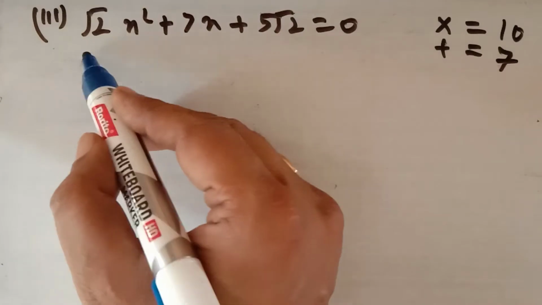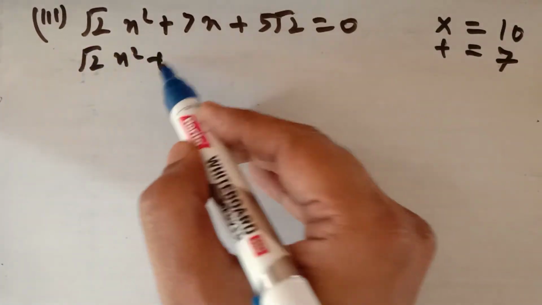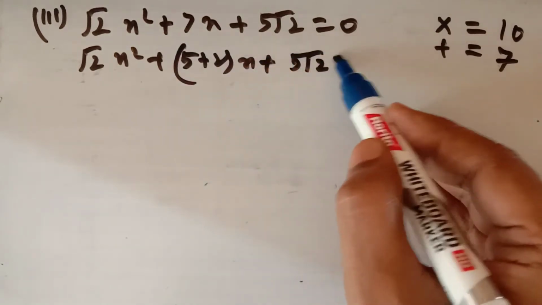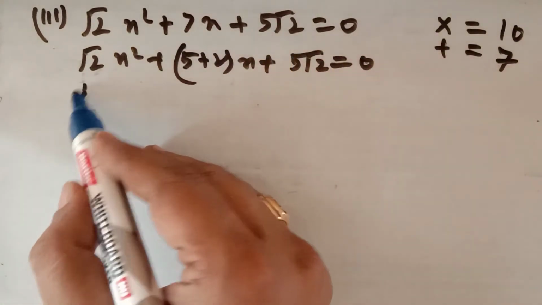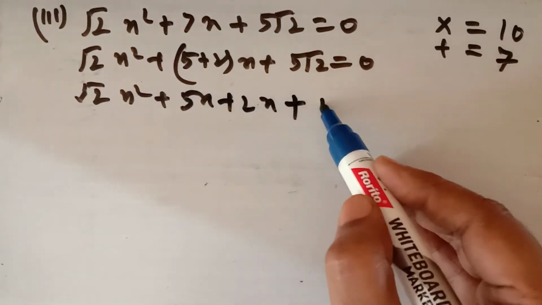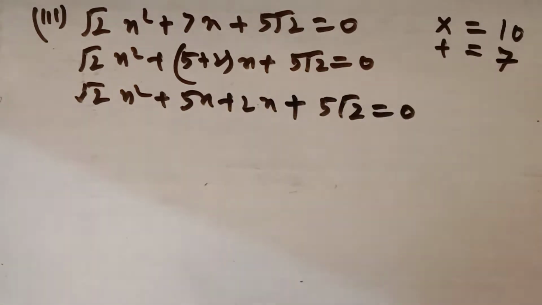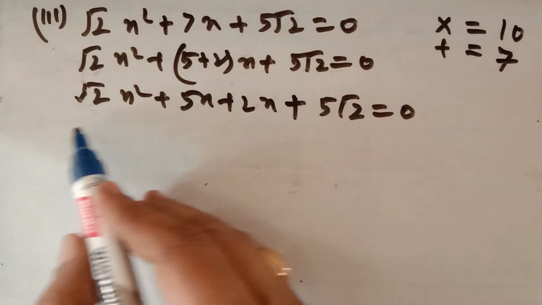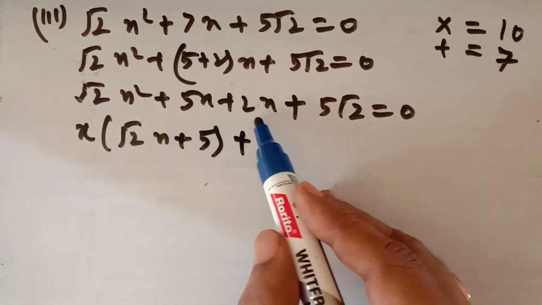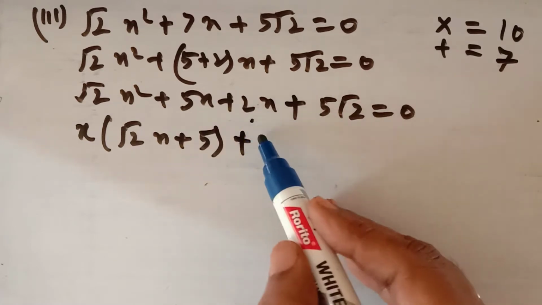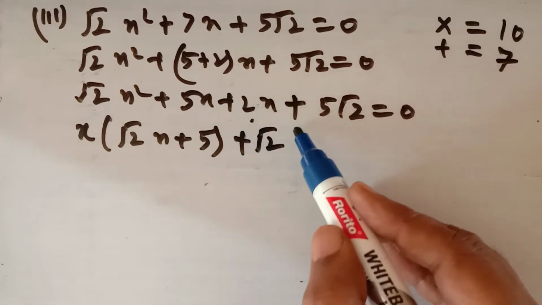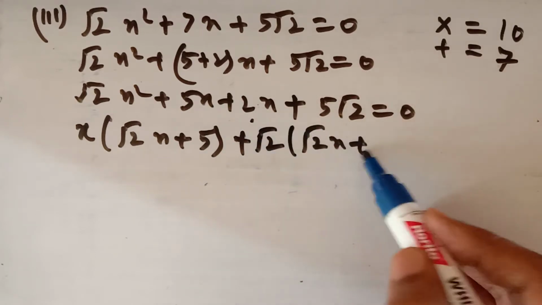That is 5 plus 2. So you know how to factorize. In place of 7, you can write 5 plus 2, x plus 5 root 2 equal to 0. So open the bracket. 5x plus 2x plus root 2 equal to 0. Now you can take only x common in the first two terms. You will get this. And in the last two terms you can take root 2 common, because in place of 2 you can write root 2 into root 2. So it will be root 2x plus 5.